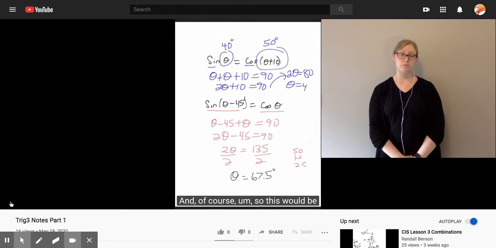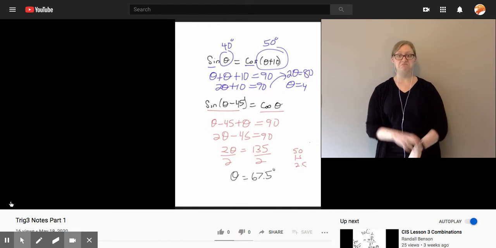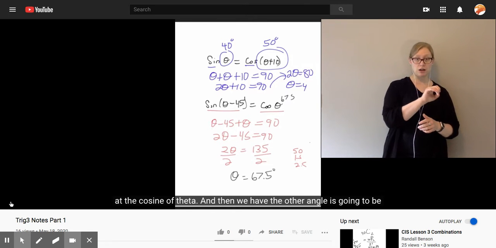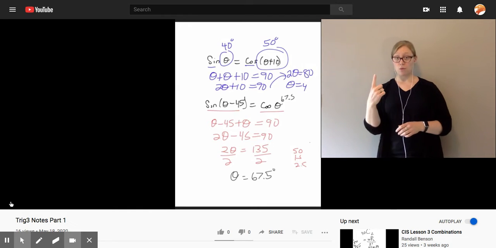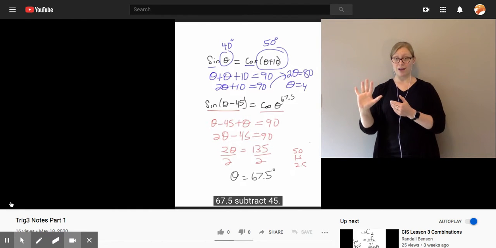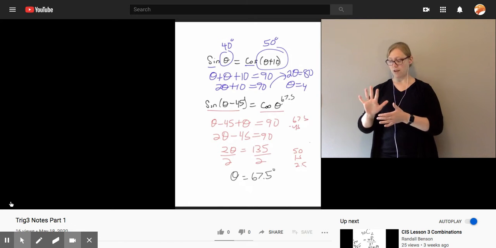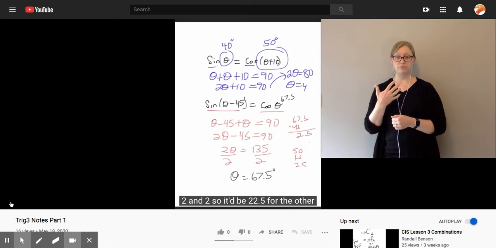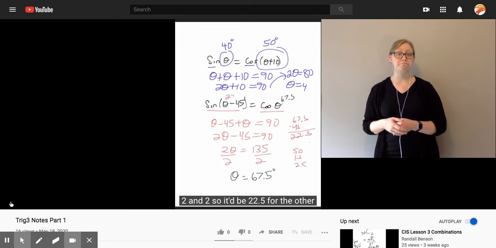And of course, this would be 67.5 for this angle at the cosine of theta. And then the other angle is going to be 67.5 subtract 45. And so we would have 5, 2, and 2. So it'd be 22.5 for the other angle.